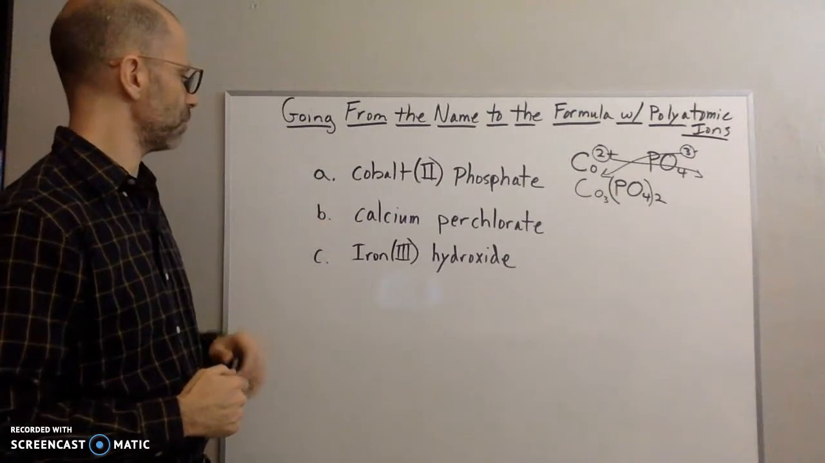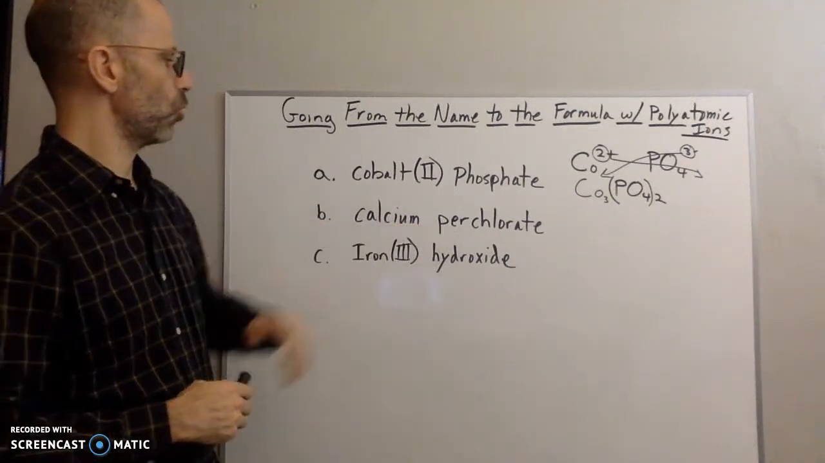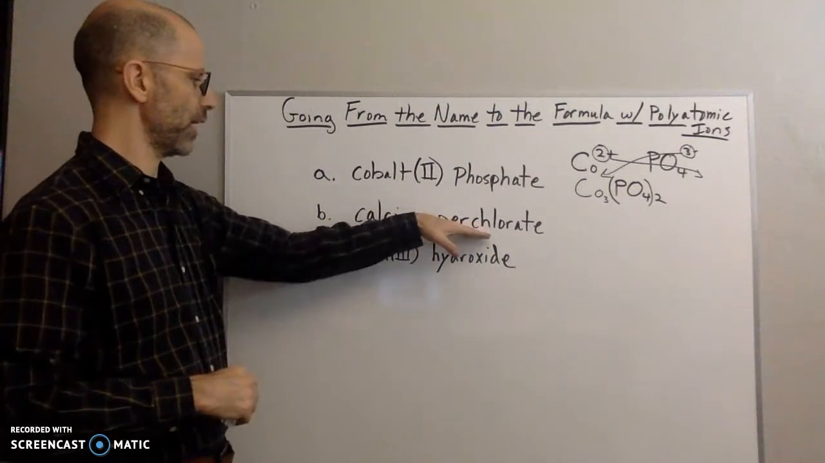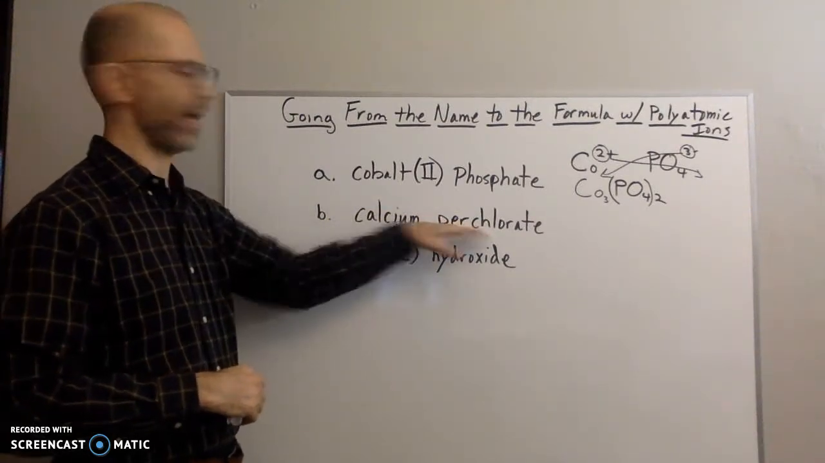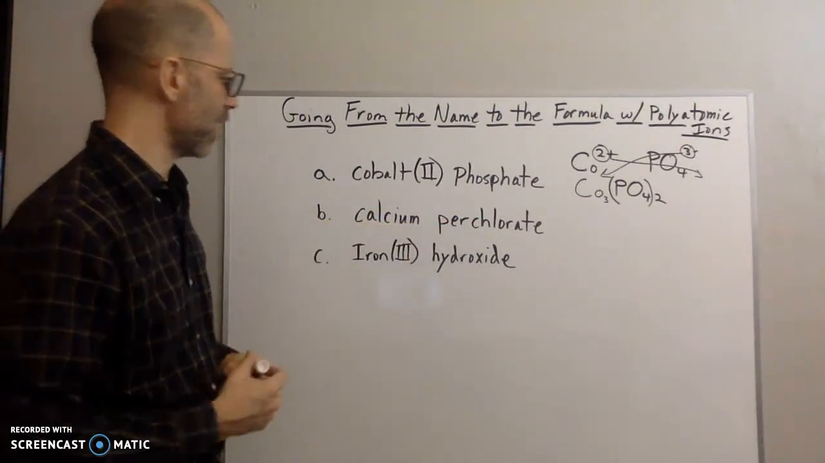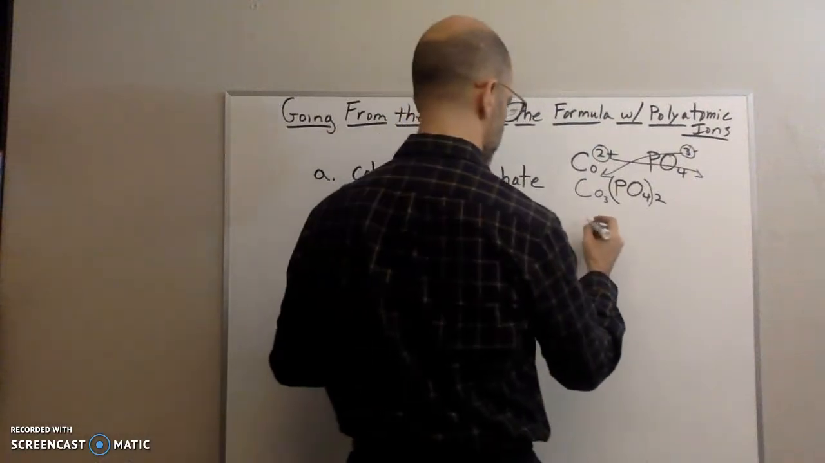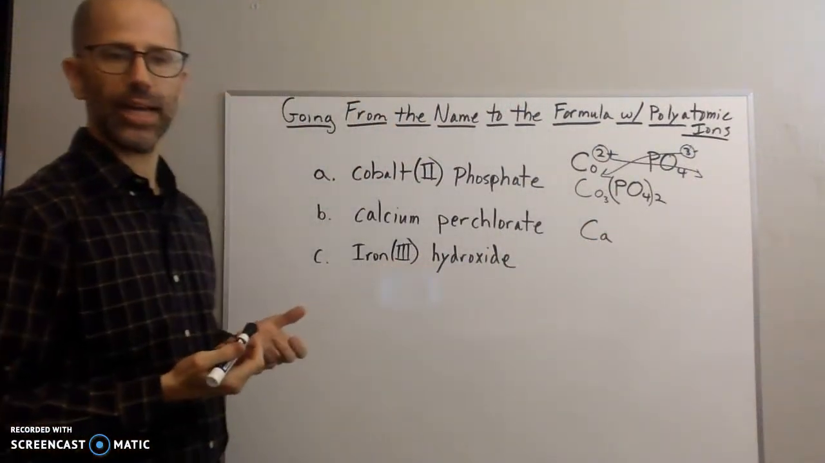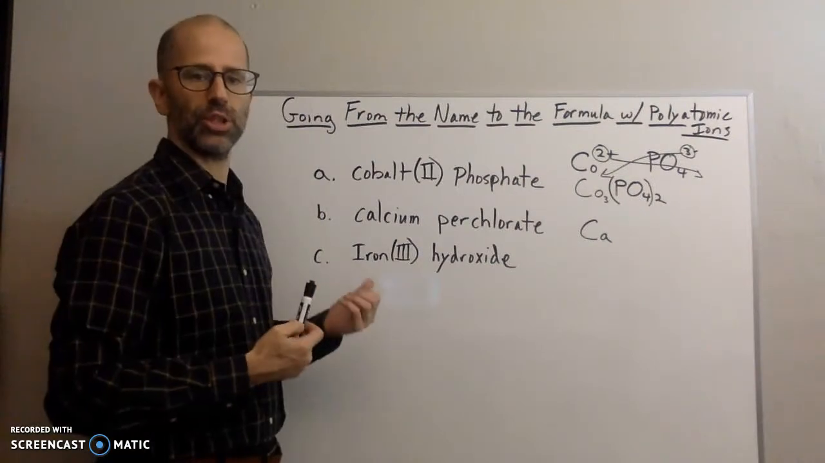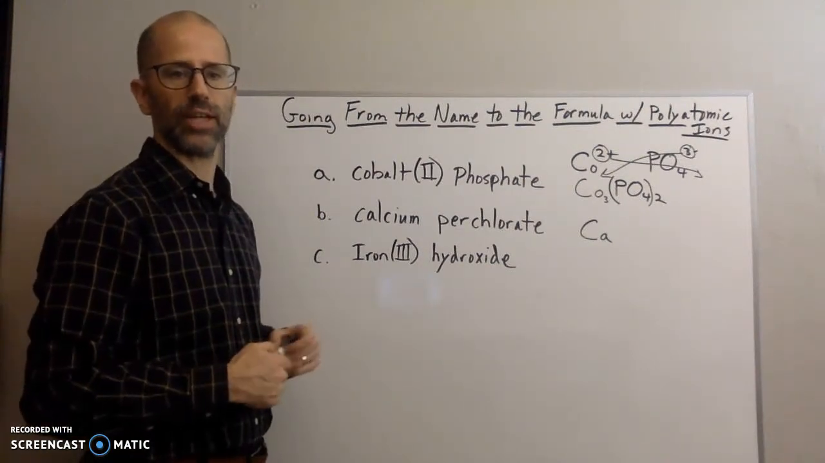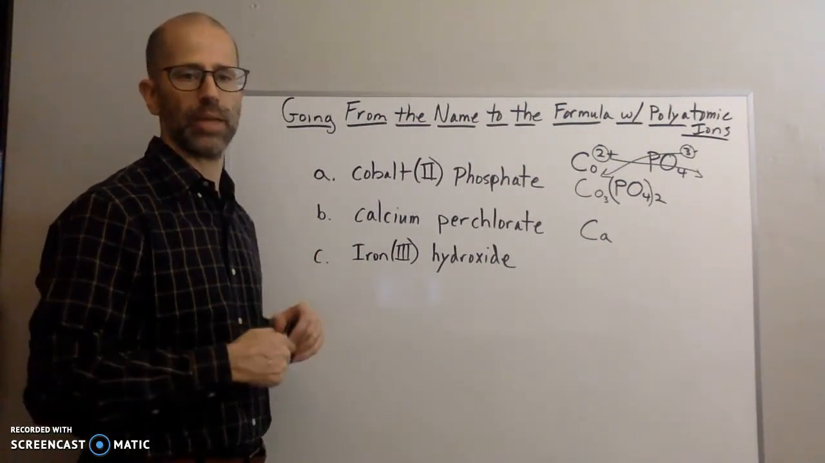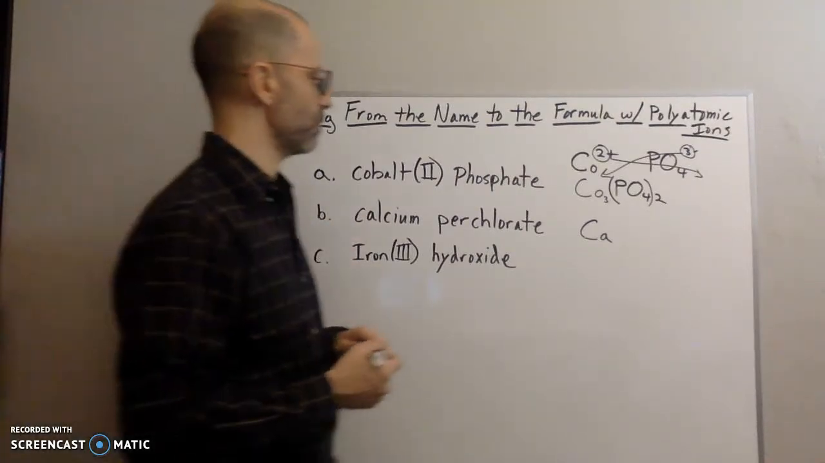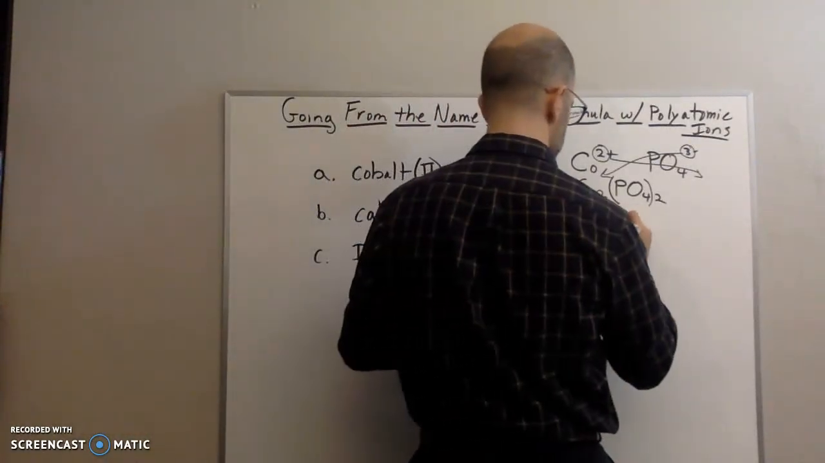All right, let's go to B. Calcium perchlorate. So again, break this down into 2 names. The 2 names are going to give you the 2 ions. First ion is calcium. So you write down calcium. What's the charge on calcium? Calcium is in group 2. It's a main group element, so it's going to have a charge based on its group number. So it's in group 2A, so the positive charge is 2+.